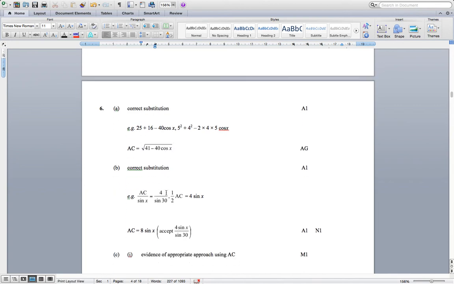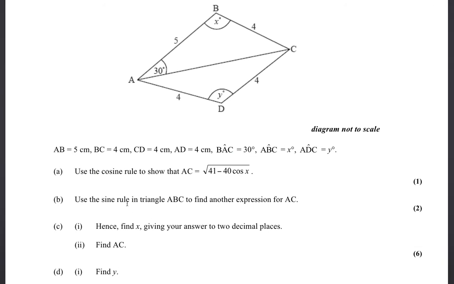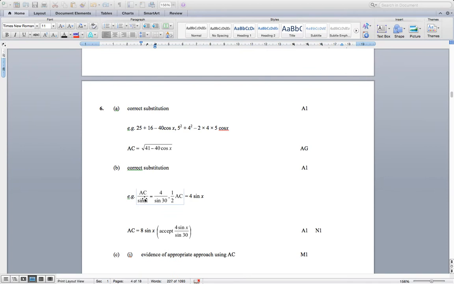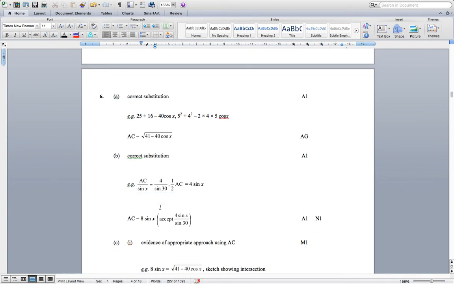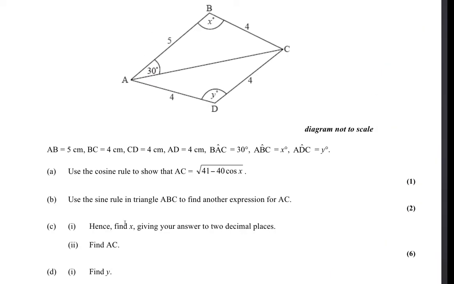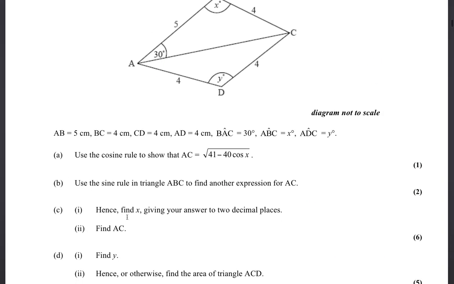That is very simple. Now the next part is use the sine rule in this triangle ABC to find another expression for AC. You know that the sine rule says AC by sine x equal to 4 by sine 30, and we know that sine 30 is nothing but half. So finally you'll get AC equal to 8 times sine x. So that is the expression that you get.